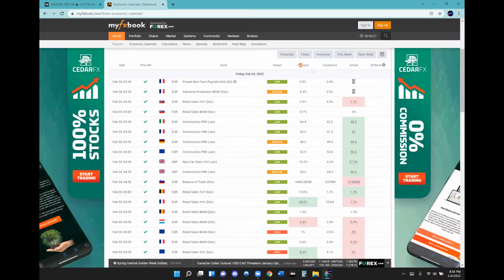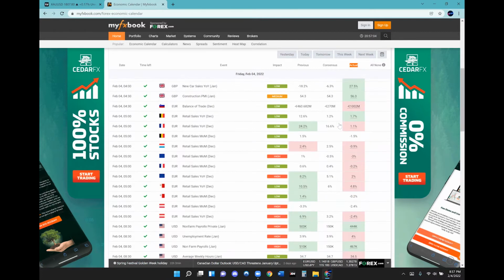In this column, we have previous, which shows the previous numbers of the report released before, whether it was a month before or whenever they released that report in the past. Consensus means the expected figures that they anticipate the news report to be when it does release before the scheduled event, right? Here we have the check marks, which means that the news has already been released, which takes us to the actual. The actual represents the actual data from the news when it was released, right?